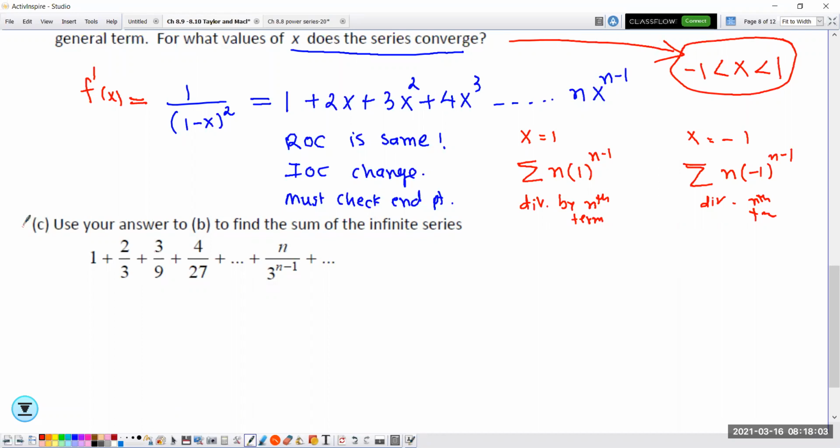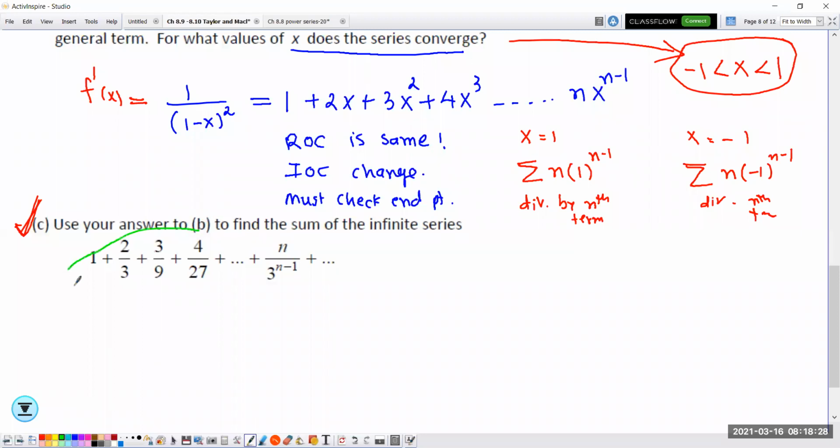Okay, so this is very interesting. This is what I want to explain. Use your answer to B to find the sum of the infinite series. I have seen this type of question on the AP exam worth 2 points out of 9, and students cannot think what to do. How do we make a connection between these two? It's not that bad.